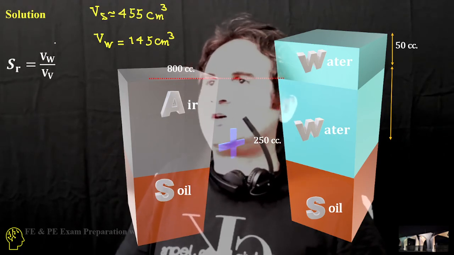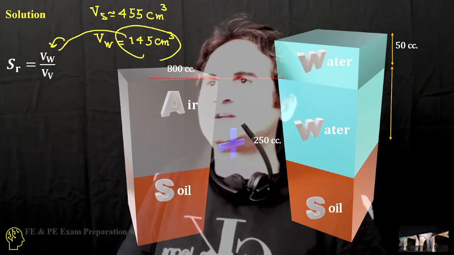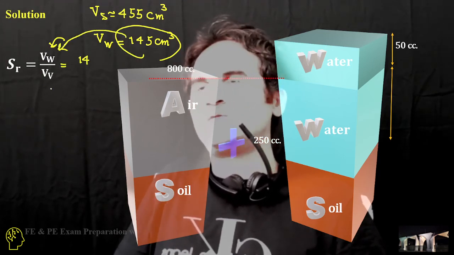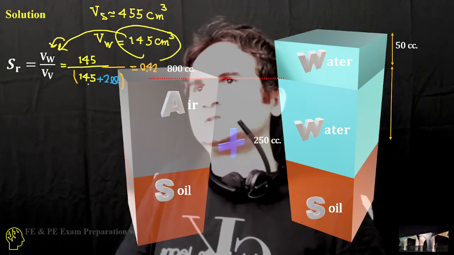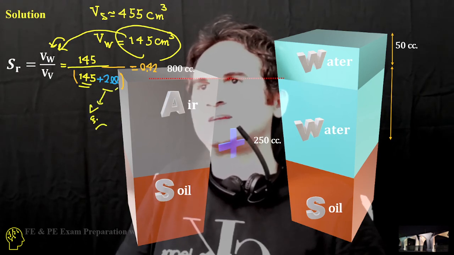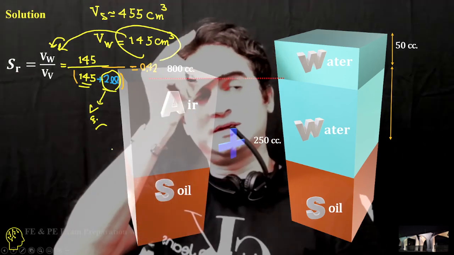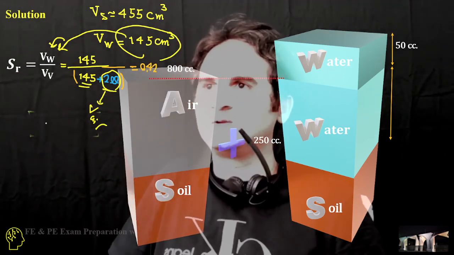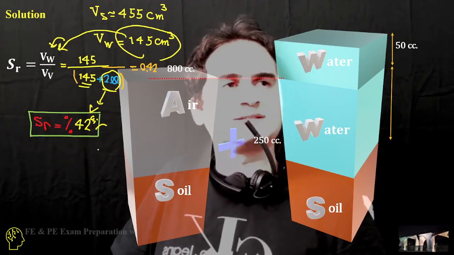And then Sr is the volume of water, which directly goes in the numerator, over the volume of voids, which is volume of water plus volume of air. If you remember, we calculated that 200 is related to the air, the entrapped air within the first sample. So that gives us Sr, a saturation ratio of 40%. We will solve more problems. Thank you.